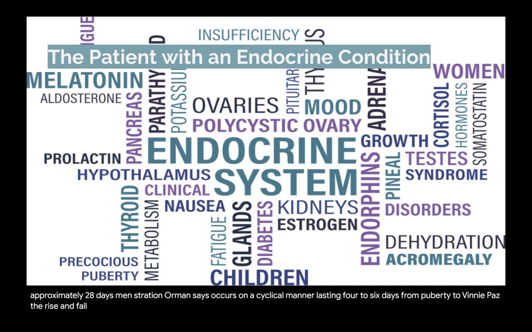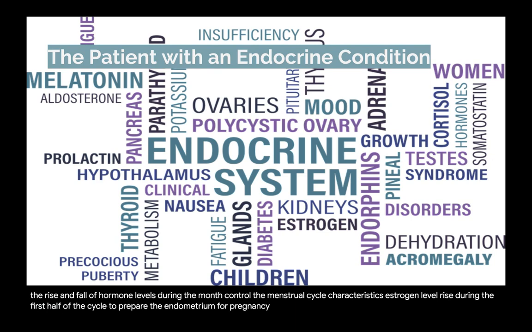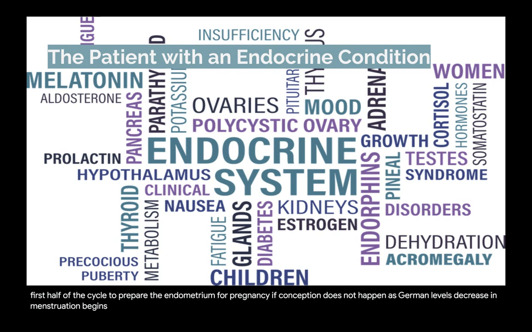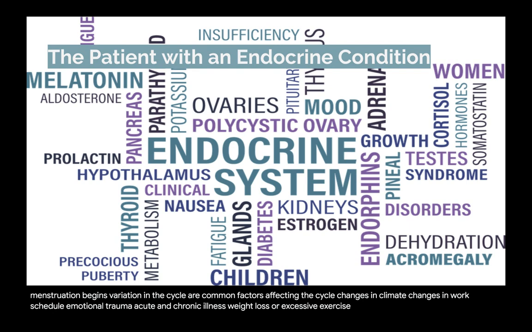The rise and fall of hormone levels during the month control the menstrual cycle. Characteristics. Estrogen levels rise during the first half of the cycle to prepare the endometrium for pregnancy. If conception does not happen, estrogen levels decrease and menstruation begins. Variations in the cycle are common. Factors affecting the cycle: changes in climate, changes in work schedule, emotional trauma, acute and chronic illness, weight loss, or excessive exercise. Premenstrual syndrome may occur 7 to 10 days before menstruation.